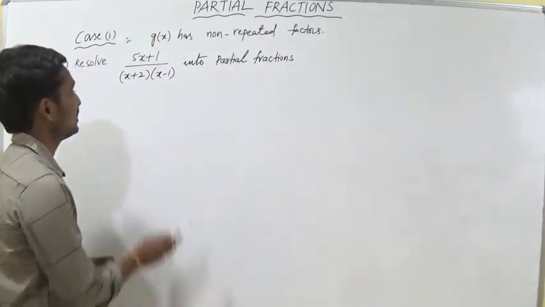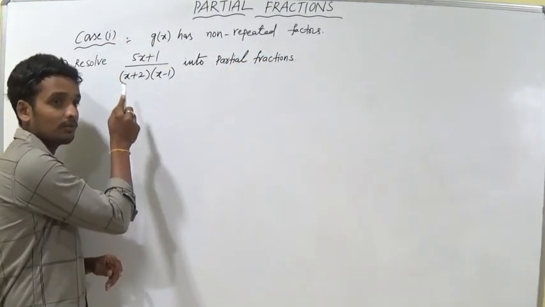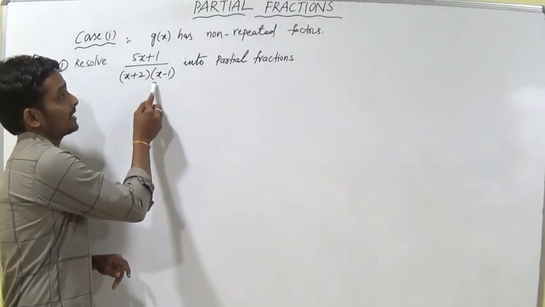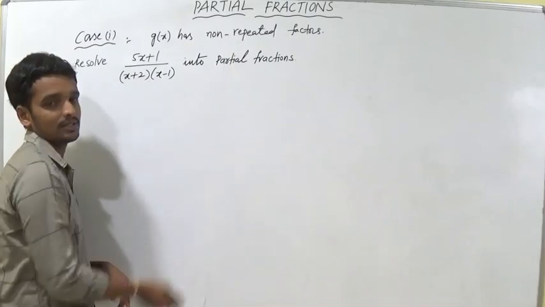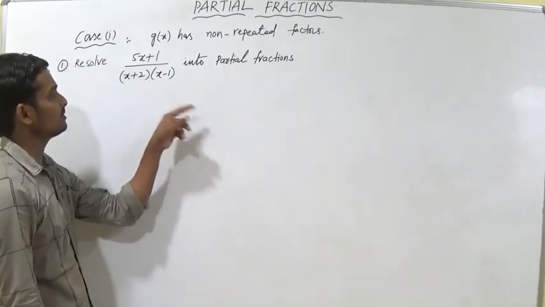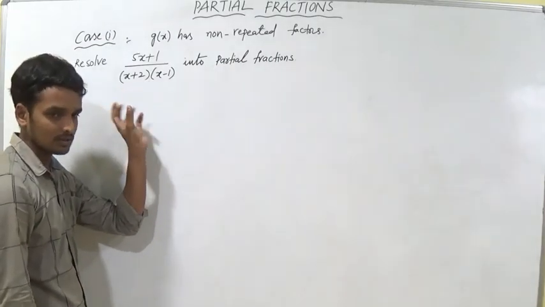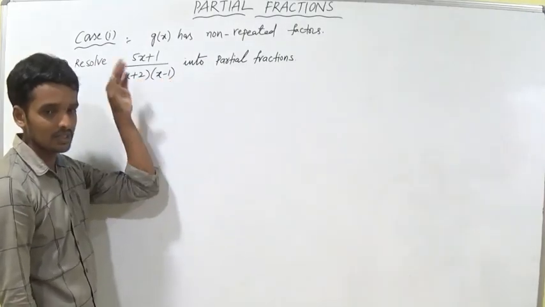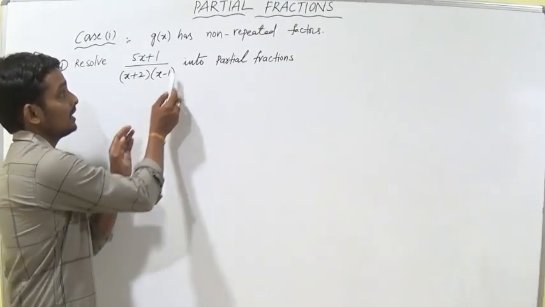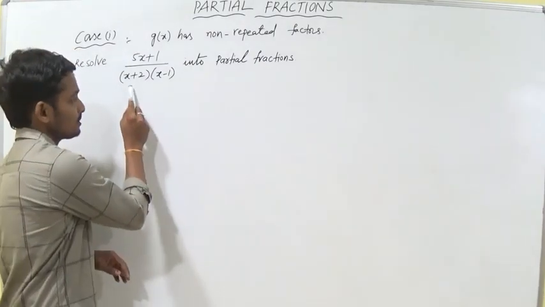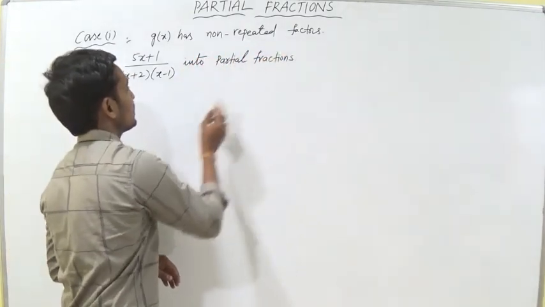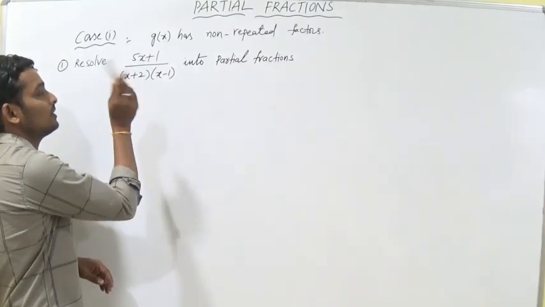Observe the denominator. X plus 2 is one of the factors of g of x, and x minus 1 is another factor. These two are non-repeated factors; there is no relation between them. Have you observed? X plus 2 and x minus 1 are non-repeated factors. How can we solve this problem?